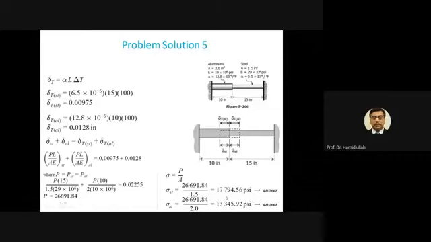For example, if I ask you what is the stress produced in steel, and you say 17,794.56 psi, it doesn't sound good. Or if I ask what is the stress in aluminium, and you say 13,345.92 psi, it doesn't sound good either. So what you do first, you convert into kilo, and then you round the value. So it will be 18.79, so you can say 18 kilo psi. So when I ask you what is the stress produced in steel, and you say 18 kilo psi, it sounds very good, reasonable.